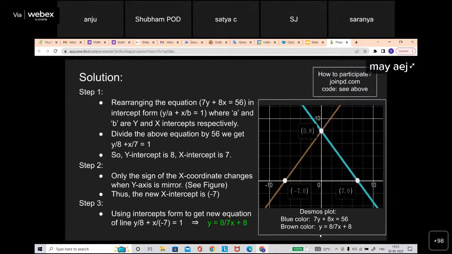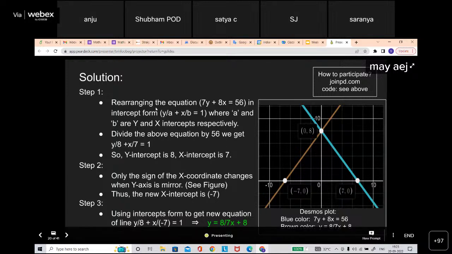So the solution is, as I just told you, I just gave the hint. Rearranging the equation, you have this equation and you need to find the intercepts, this coordinate and this coordinate. So how will you get that? When you change this equation into intercept form, x by a plus y by b equal to 1, and compare it, then you will get the x-intercept and y-intercept.